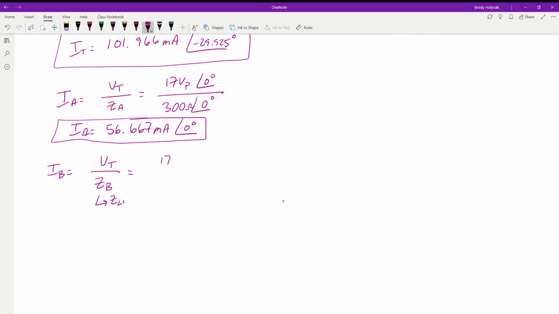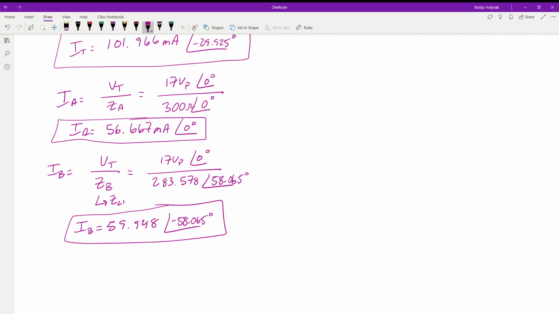So we take our 17 volts peak at 0 degrees, we divide that by the impedance that we got from our inductor, which was 283.578 at an angle of 58.065. We run this through our calculator, and the current comes out to be 59.948 at an angle of negative 58.065 degrees.